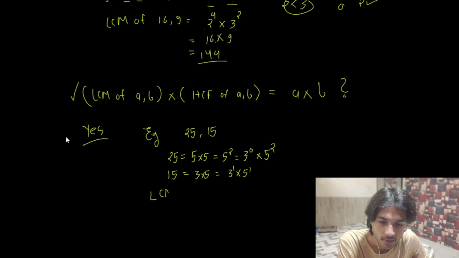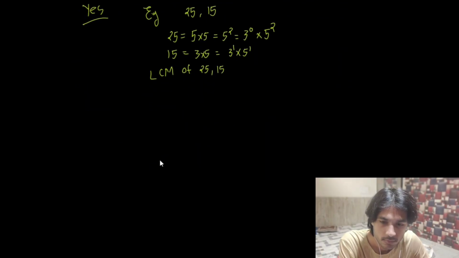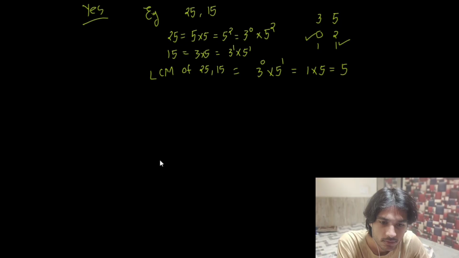So now, when I have to find the LCM of 25 and 15, what is LCM? LCM is basically all the primes with their lowest power, right? So here the primes are only 3 and 5. So 3 multiplied by 5. Here the powers of 3 are 0 and 1 respectively, and the powers of 5 are 2 and 1. In LCM I have to find the lowest power, so I'm going to take 0, and the lowest among 2 and 1 is going to be 1. So this is equal to 1 multiplied by 5, that is 5.